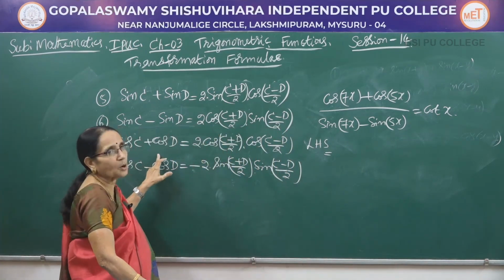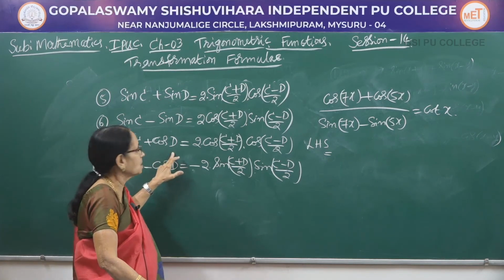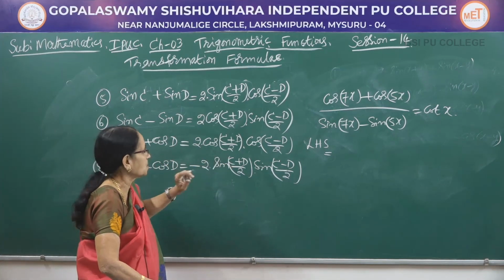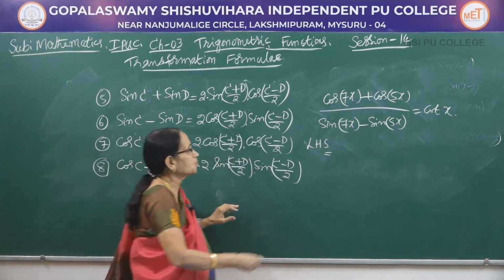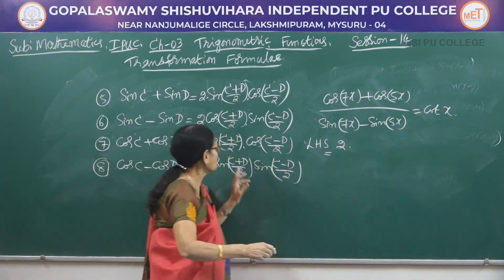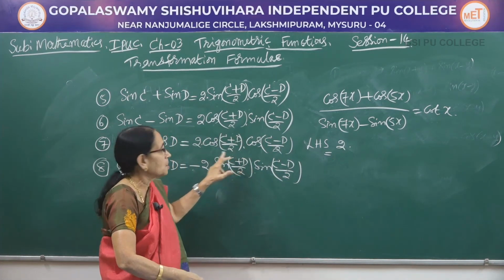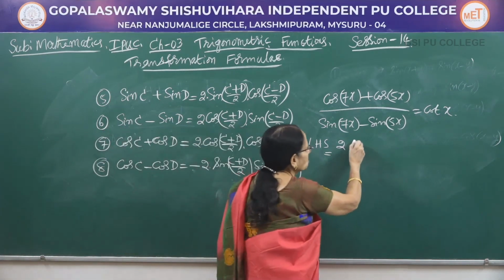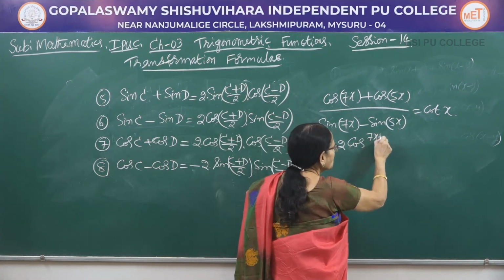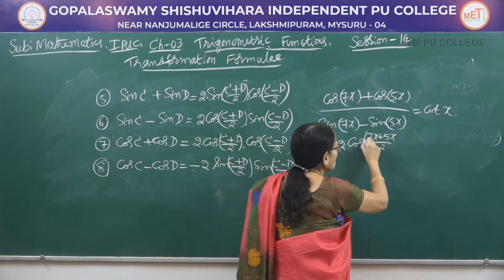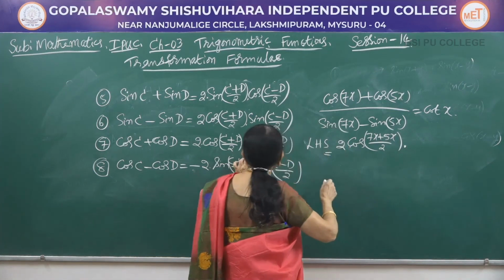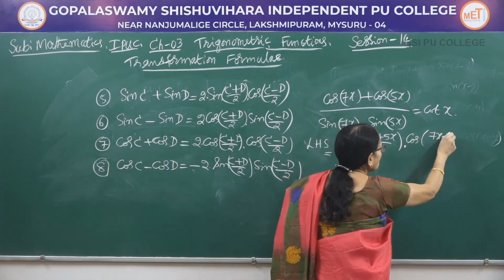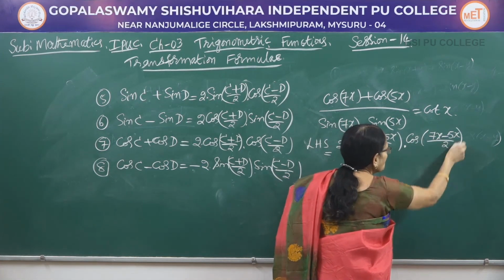You see the 7th formula, cos c plus cos d. In the place of c, I have 7x. In the place of d, it is 5x. So what is the right hand side here? First you write 2 cos of (c plus d) by 2, because with plus it is purely a cosine product. That means you write (7x plus 5x) divided by 2, into cos of (c minus d) by 2, that is cos of (7x minus 5x) divided by 2.